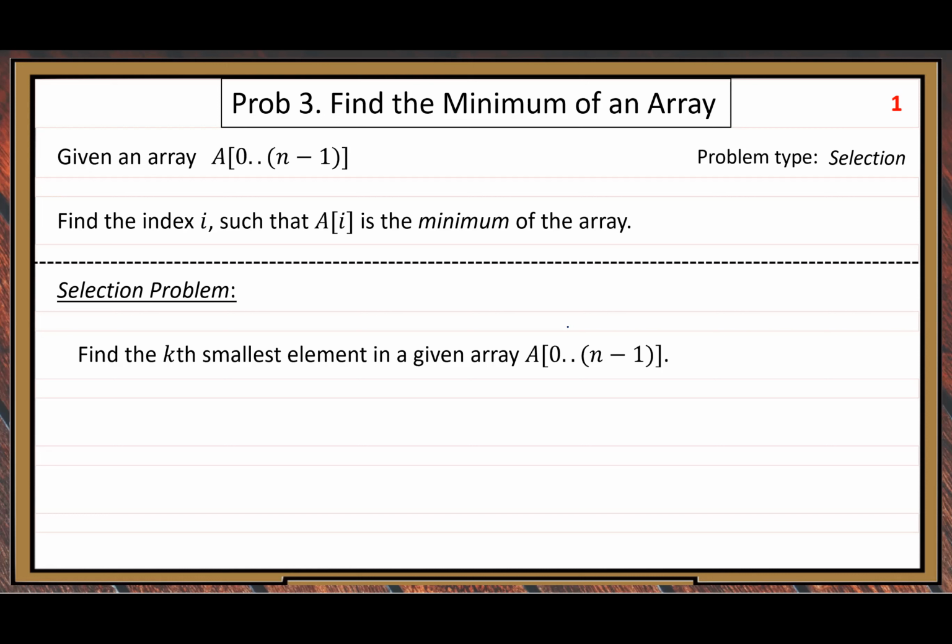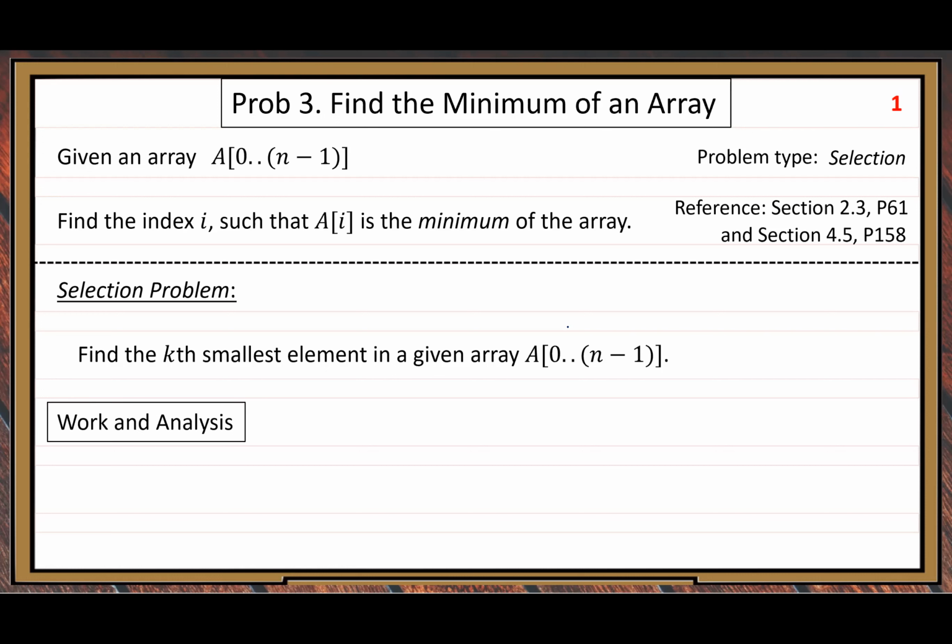Kth smallest, that's it, right? Remember, given an unordered array, find the kth smallest element. That's the definition of the selection problem. But k must be given. In our minimum problem, k equals 1. That is our minimum problem, k equals 1. Here I also give you the reference in the textbook, the content about this selection problem.